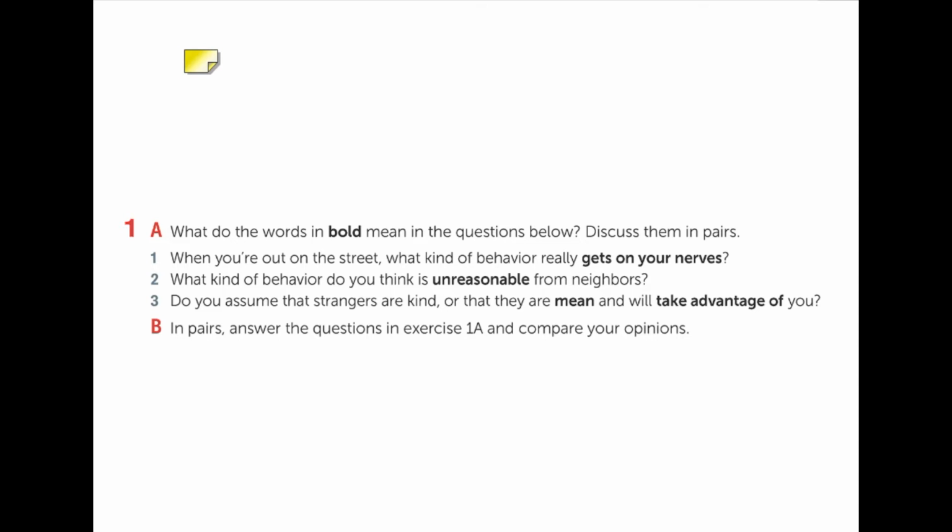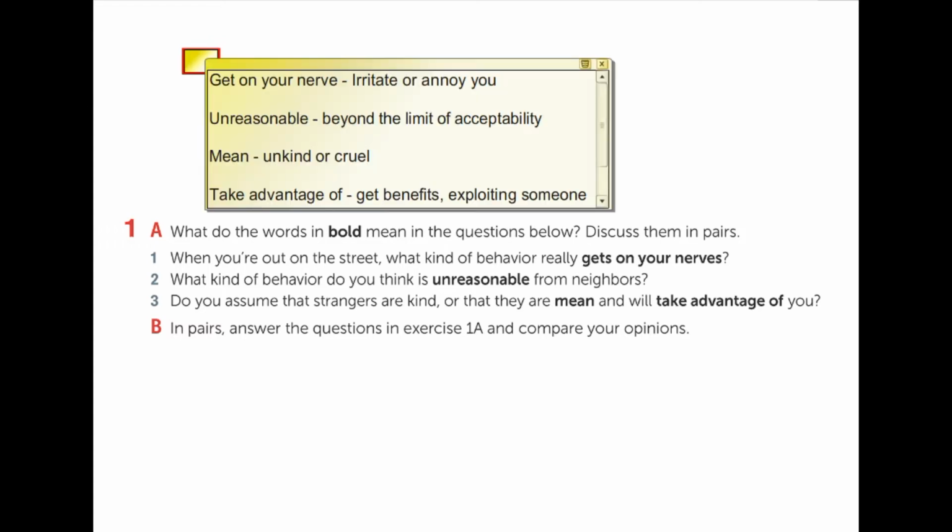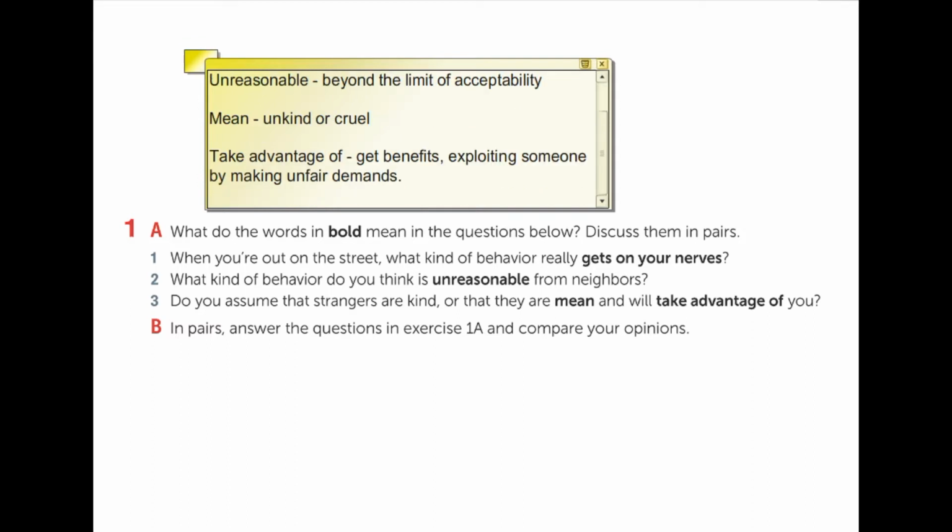So let's check the meaning of these expressions. Get on your nerve. It means to irritate or annoy you. Unreasonable means beyond the limit of acceptability. Mean is unkind or cruel. Take advantage of means to get benefits exploiting someone by making unfair demands, right?